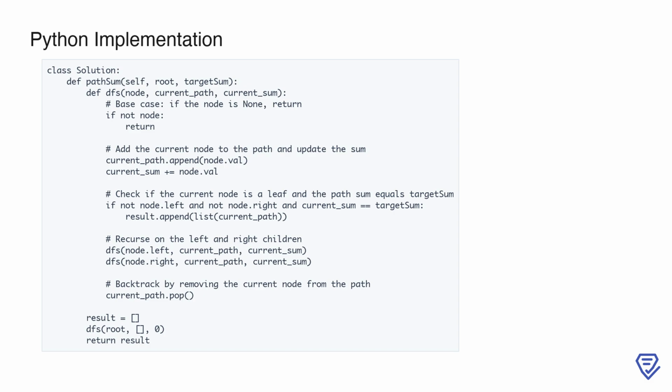Edge cases: the code handles edge cases such as an empty tree, root is None, by returning an empty list. It also accommodates trees with negative values, ensuring that any valid path with a sum equal to target sum is included in the output. This DFS-based approach ensures that all potential root-to-leaf paths are explored efficiently, with a time complexity of O(n), where n is the number of nodes in the tree, as each node is visited once. The space complexity is O(h), where h is the height of the tree, due to the recursive call stack.